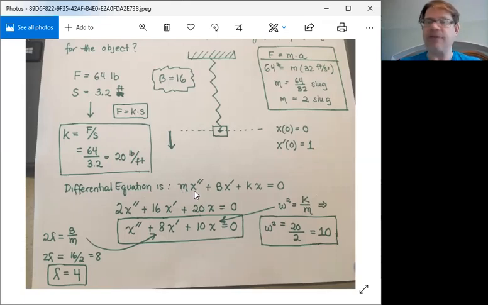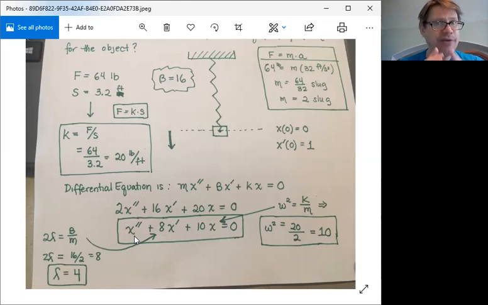m times x double prime plus beta times x prime plus k times x equal to 0. That's going to be our starting point for the differential equation. We substitute in our mass of 2 slugs, our beta constant of damping of 16, and our spring constant of 20 pounds per foot. And then we can divide by 2 to get a leading coefficient of 1 for the x double prime term. So our differential equation is x double prime plus 8x prime plus 10x equal to 0.